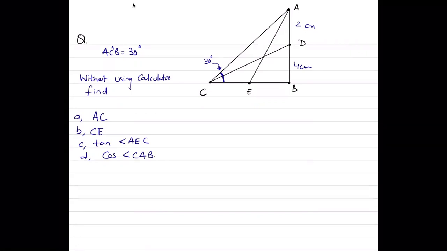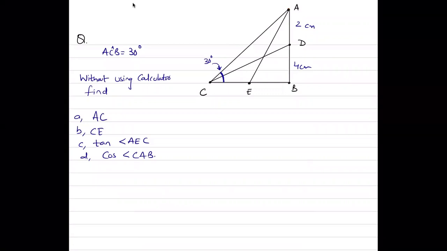All right. So now we are going to look at this question. Angle ACB is 30 degrees, which is this complete angle ACB. AD is 2 and BD is 4 centimeters. Without using the calculator, find the length of AC. You need to find this length of AC.